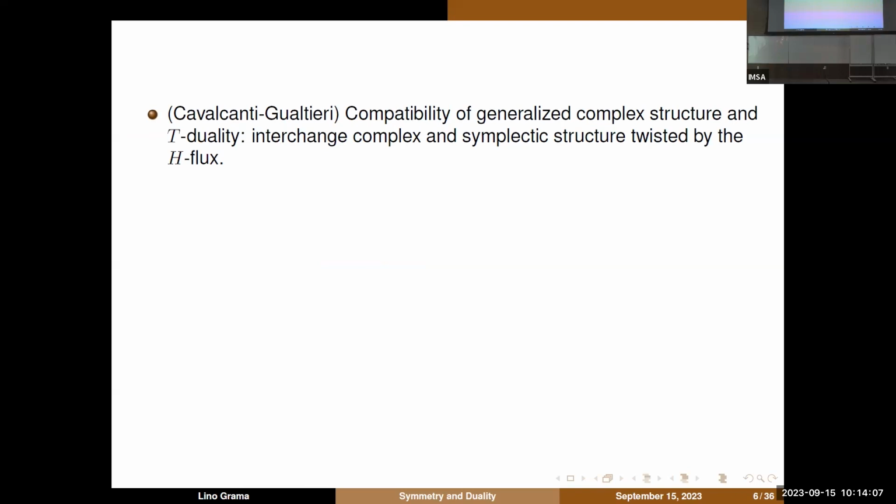For instance, Gil Cavalcanti and Marco Gualtieri, they both are students of Hitchin. They prove the compatibility of the generalized complex structure with T-duality. They can put this in the same package. And they prove that in some cases this T-duality interchanges complex and symplectic structure. Some are twisted by this H flux. But we can understand this like a manifestation of mirror symmetry, in the sense they switch the complex and symplectic structure, maybe in a similar way as in the Strominger result.